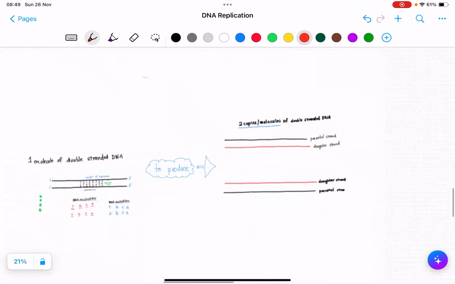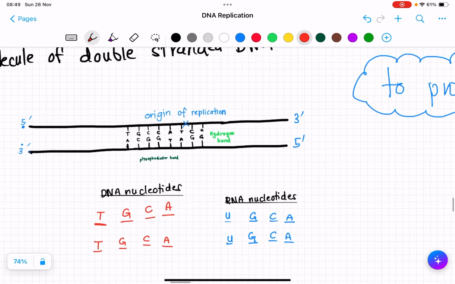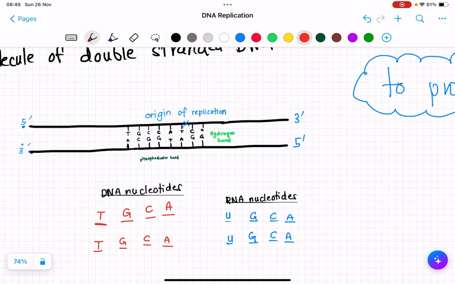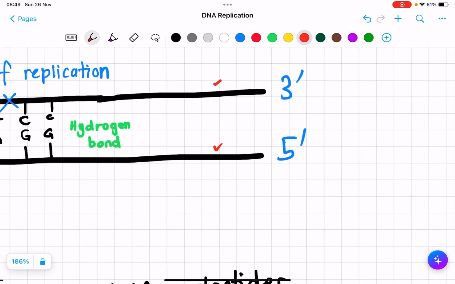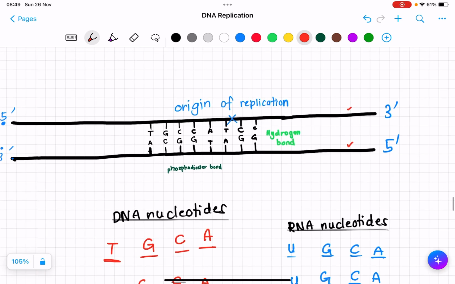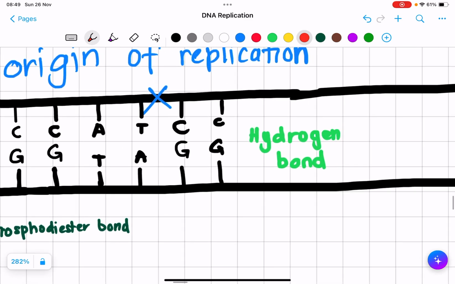Let's look at the overview. So basically, DNA replication is when we have one molecule of DNA that have 2 strand, double-stranded. Jadi kat sini ada DNA molecule. Satu DNA molecule dengan 2 strands. Okay, ini strand. Strand yang pertama, strand yang kedua. Ada 2 strand. And between the strand, they are bonded by hydrogen bond.